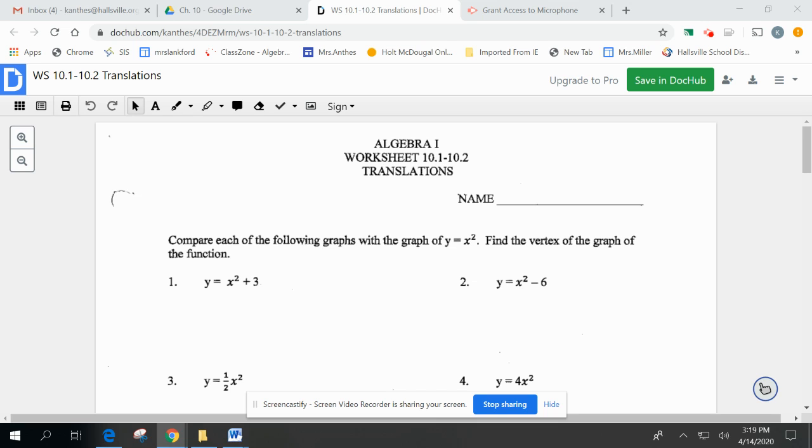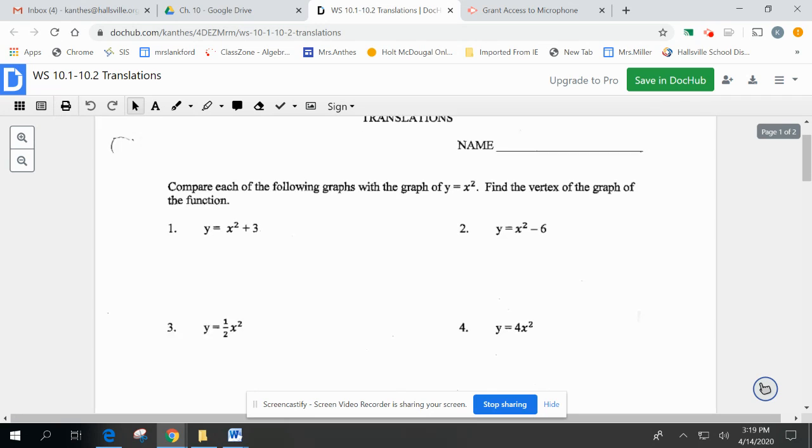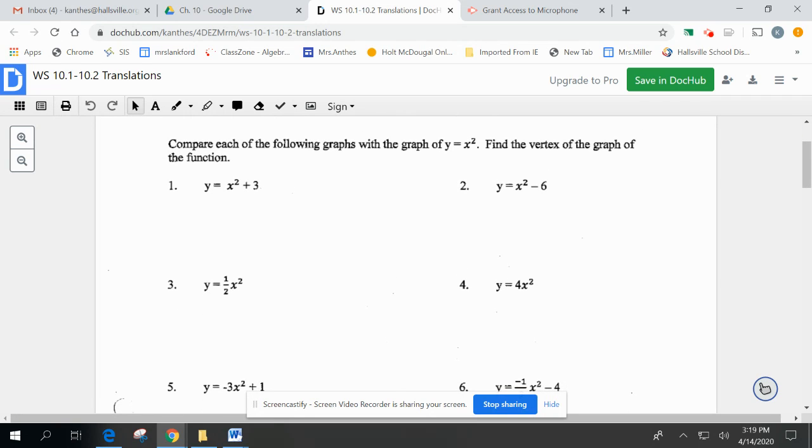All right, so we are looking at the worksheet 10.1 and 10.2 translations. We're going to approach it like notes and go through it together because a lot of this is new to you, except finding the vertex. So comparing each of the functions with the graph of y equals x squared, that's called your parent function, that basic quadratic function. We are going to find the vertex of the graph and compare it.